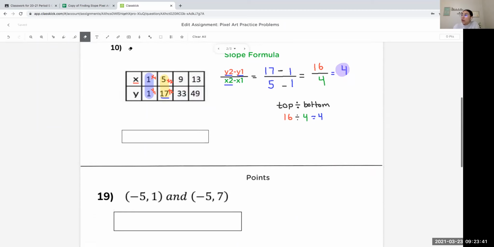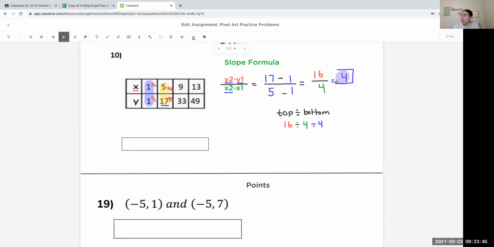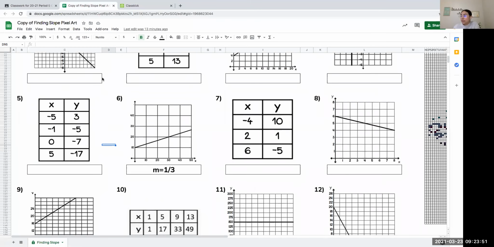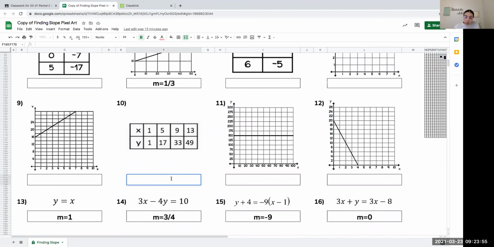All right. So our answer here for our slope was 4. Again, how did we get that? 16 divided by 4. So we can come over here. That was question number 6. If you double click on that box, you should type in m equals 4. And it turned black, so I know that's correct. No spaces in between.